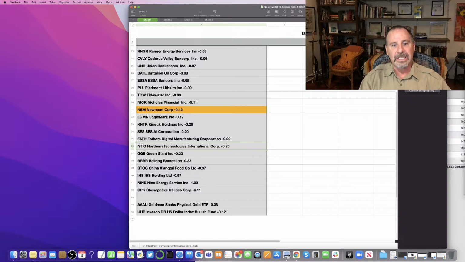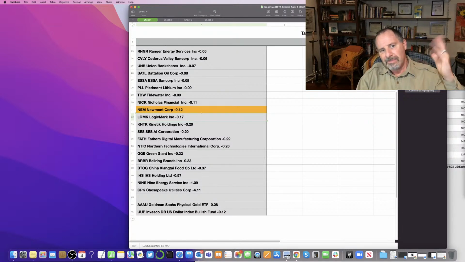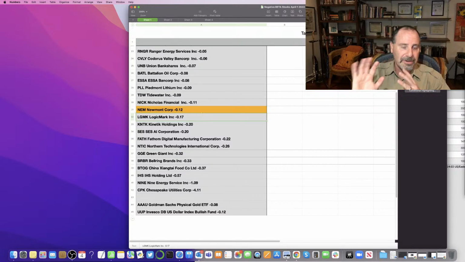Same with NTIC, Northern Technologies. There's SES AI Corporation, Kinetic Holdings, Logic Mark. So maybe those are the anomalies, right? Maybe those are memes. Don't know. And then you see some financial services companies in there.